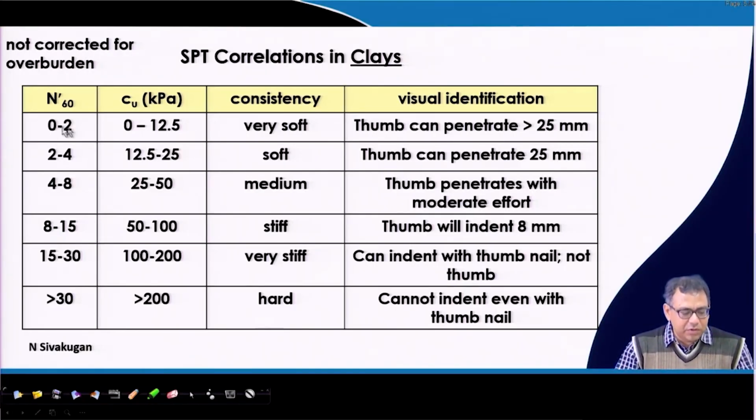So, if it is 0 to 2, that means Cu value 0 to 12.5 kPa, it is very soft. Similarly, if the N value is greater than 30, it is hard soil. So, these are the corrections, and visual identification also you will get. Similarly, this table is for clay.